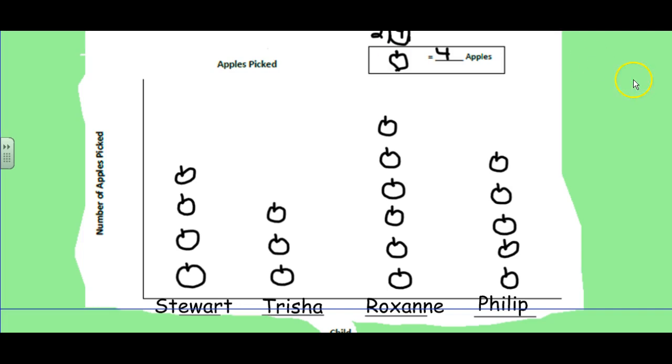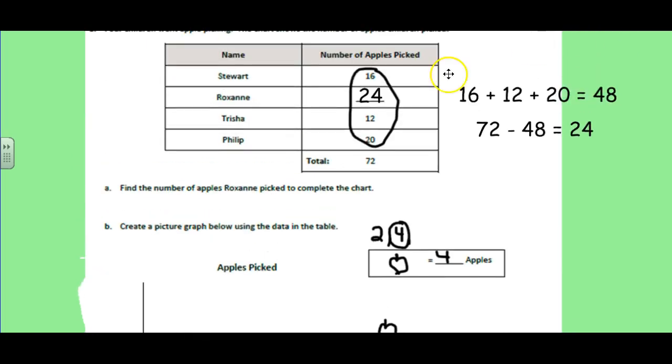That's why I showed you how to look at the numbers in the chart and really think about what numbers you could skip count by and say those numbers, because that's going to be the easiest way for you to do your key whenever you're making a picture graph. So I really wanted you to understand how we made a picture graph, because I know that you're going to see this on your assessment whenever we're finished with this module.